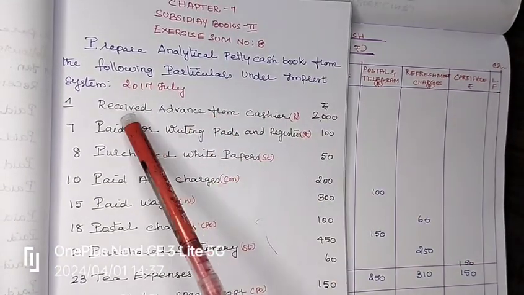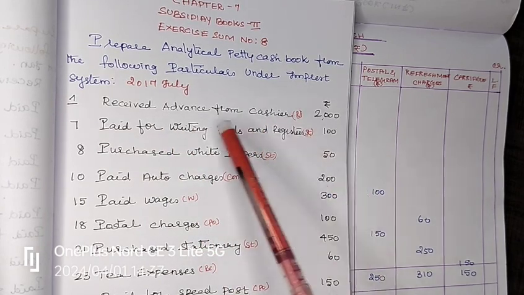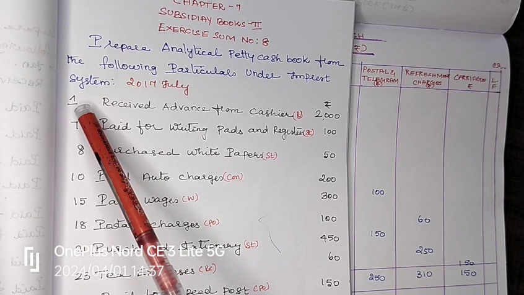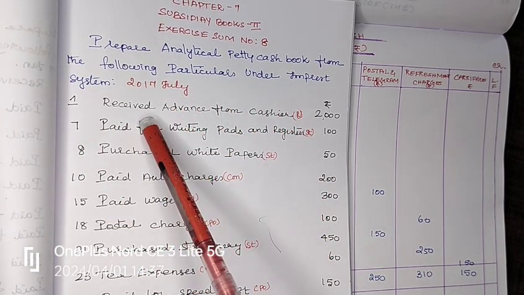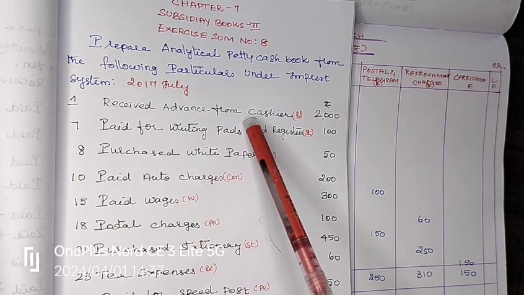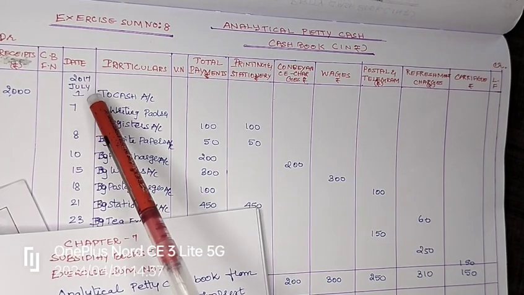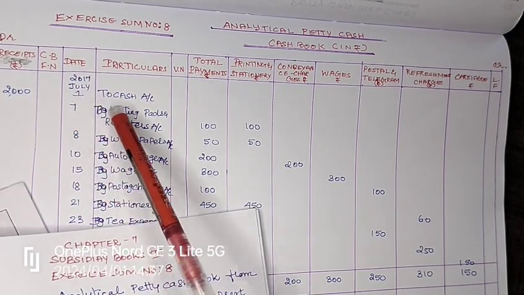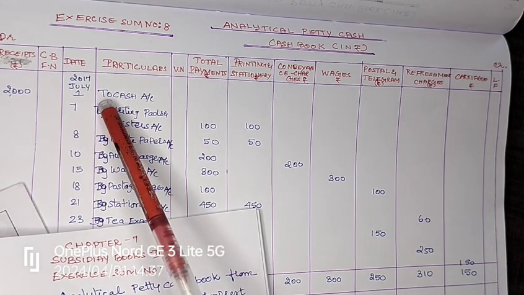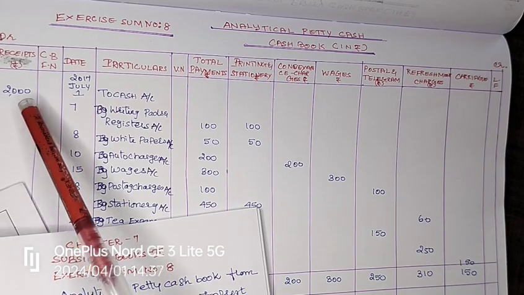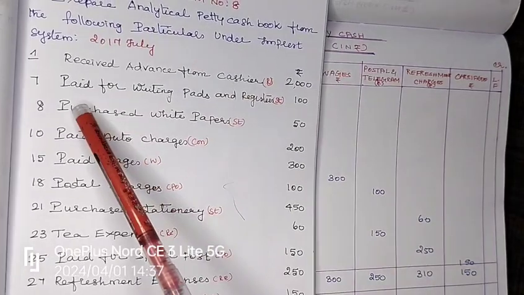Let's see the transaction: 2017 July 1, received advance from cashier rupees 2000. Received advance means receipt column. We have to enter this amount into the receipt column. You received cash for doing expenses. So dated on 2017 July 1, you received cash, means to cash account. We always start with the word 'to' for the debit side, receipt. So enter the amount 2000 on the receipt column.